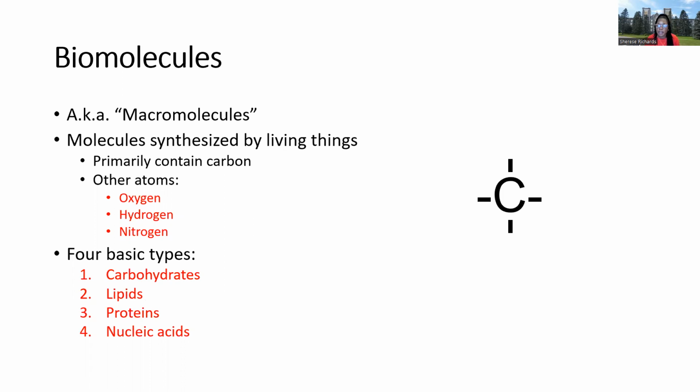We're going to see other atoms, oxygen, hydrogen, and nitrogen, but in differing quantities, especially oxygen. We'll talk about fats. Fats don't have a lot of oxygen, and this is why functionally they're going to behave very differently from some of the other molecules that we'll speak about. So the 4 basic types of biomolecules would be carbohydrates, lipids or fats, proteins, and then nucleic acids.